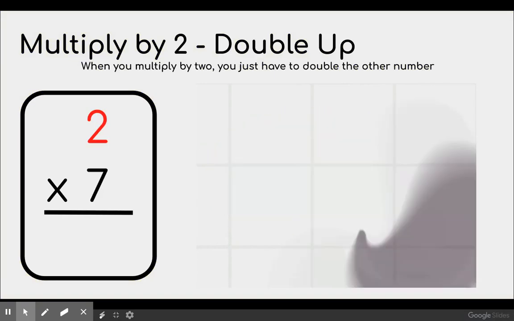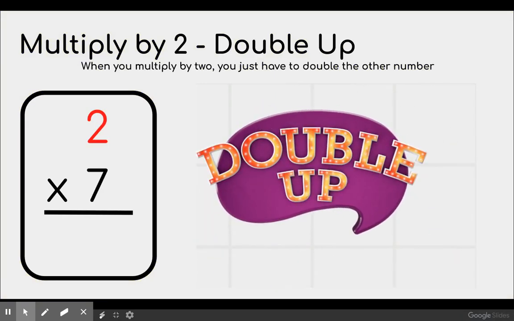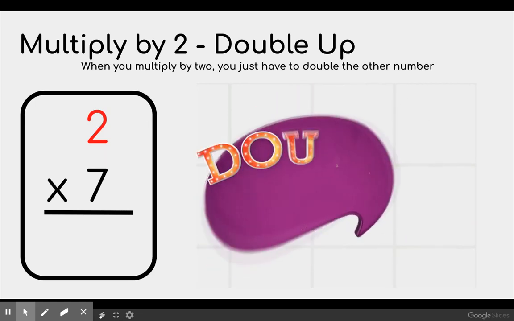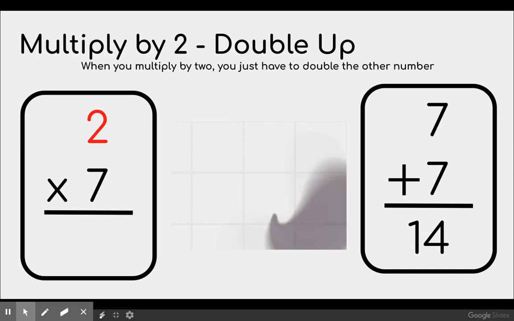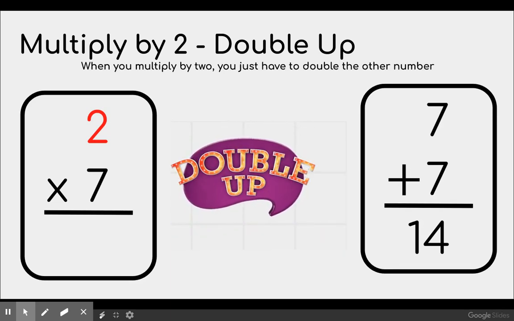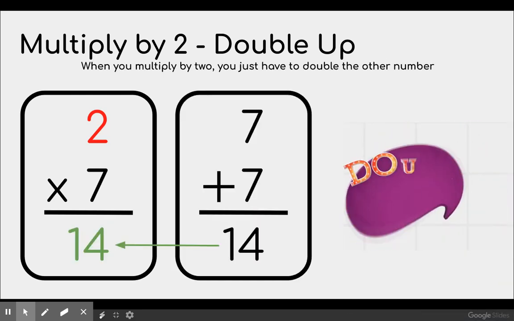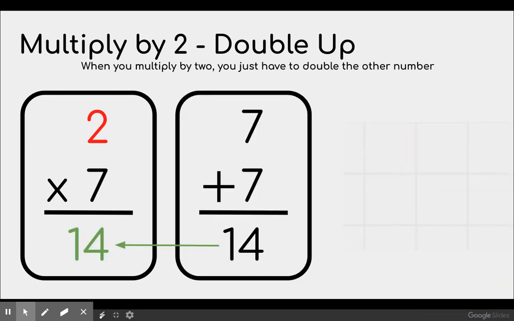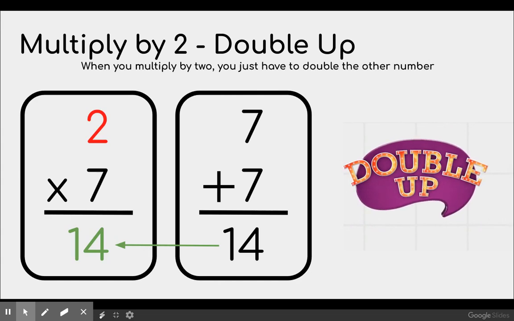All right, twos. Twos are pretty fun. And with twos, you get to double up. So when you multiply by 2, you just have to double the other number. So here we're paying attention to the 2, and that means we're going to double the 7. So we're really saying 2 groups of 7, and we're going to add it with repeated addition. So 7 plus 7, 2 groups of 7 equals 14. And we should memorize that from 2nd grade. So when we get that final answer from doubling, 2 times 7 equals a product of 14.